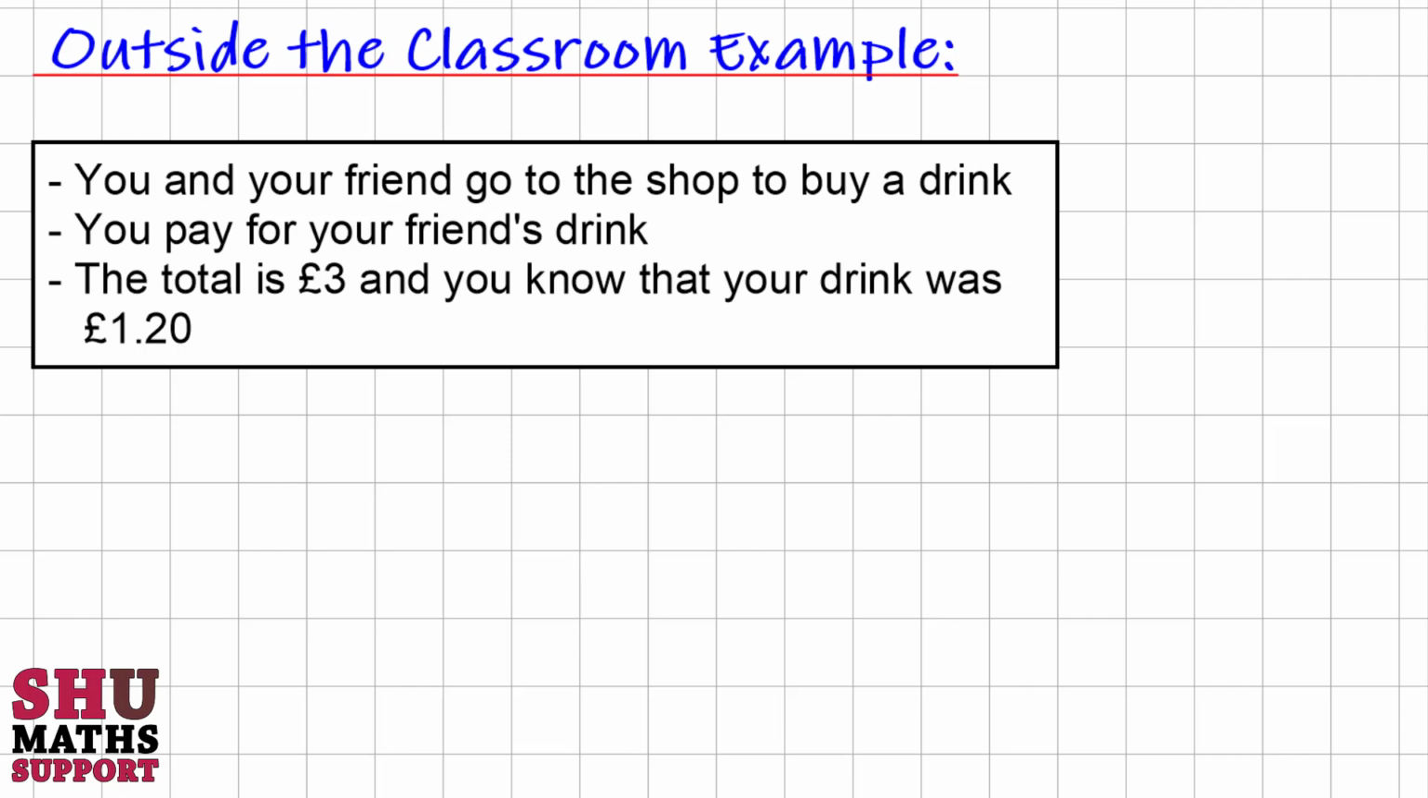So let me explain. We know the amount you paid was £3, so we have some stuff is equal to 3. Then you know how much your drink was, but you didn't initially know how much your friend's drink was. So initially you would have thought, well, the price for my drink is £1.20, plus the cost of my friend's drink, is equal to £3. We can write this mathematically: £1.20, or 1.2, plus x is equal to 3.